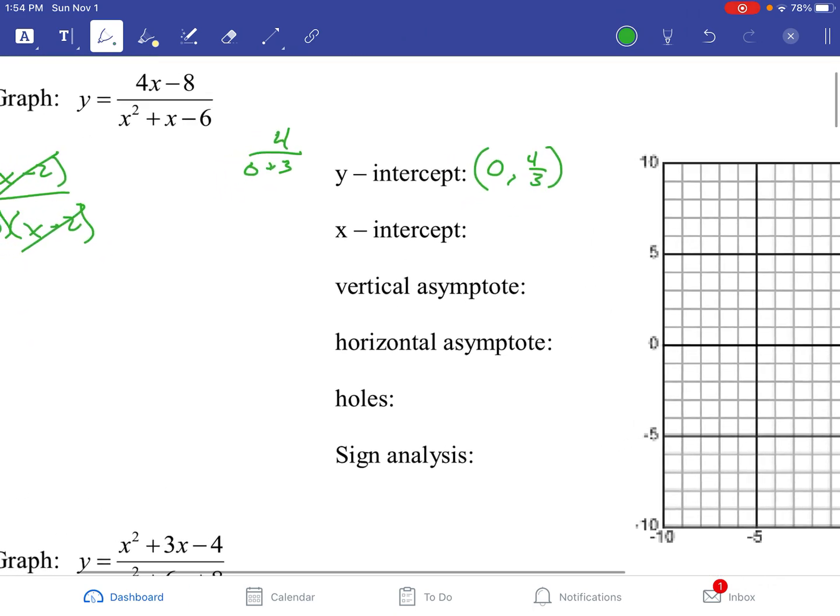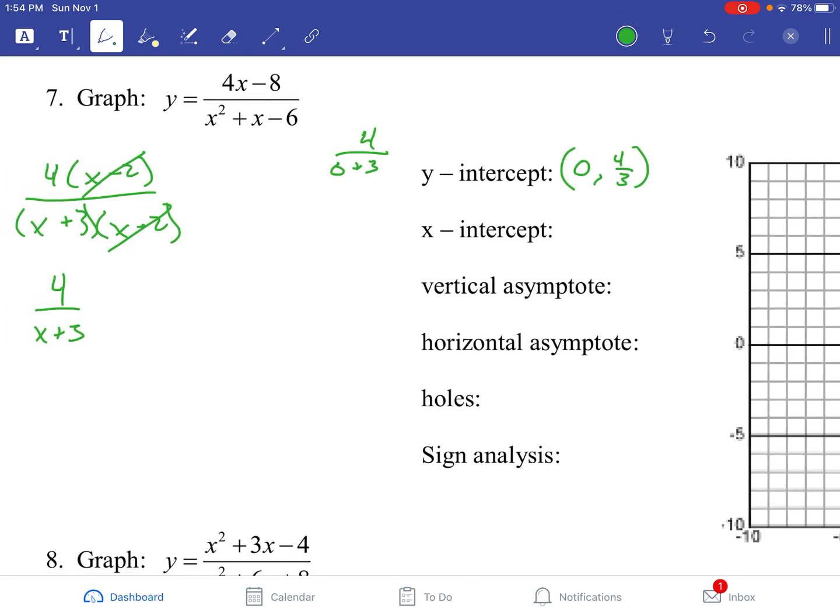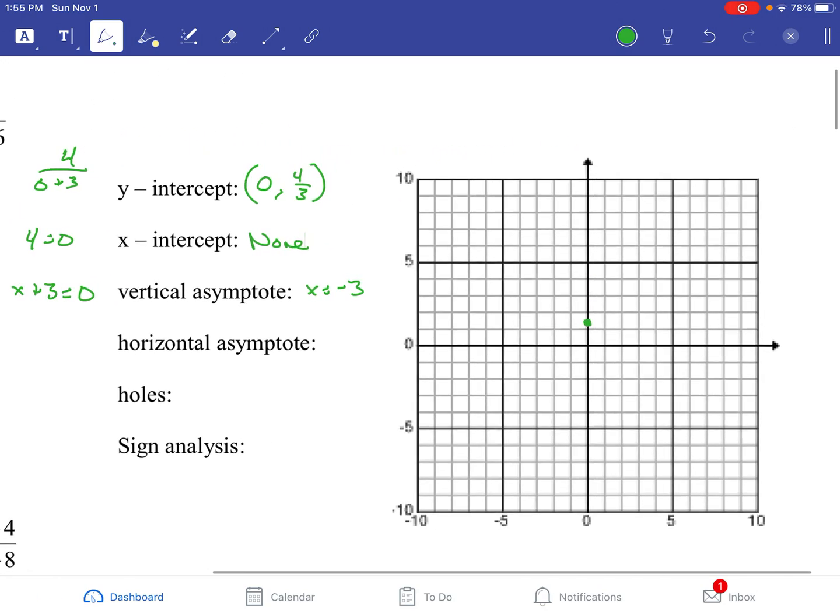All right, your x-intercept, you're going to take the numerator and set it equal to 0 and solve. So 4 equals 0. Well, that's not true. It's not a true statement, so there is no x-intercept for this problem. For the vertical asymptote, we're going to take the denominator, x plus 3, and set it equal to 0, and solve for x. So x will equal negative 3. So right here is our vertical asymptote.